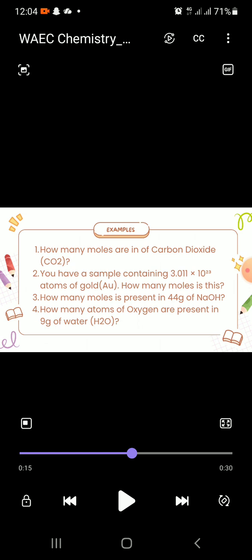And then the second question says you have a sample containing 3.011 times 10 raised to power 23 atoms of gold. How many moles is this? Then the third question: how many moles are present in 44 grams of sodium hydroxide?